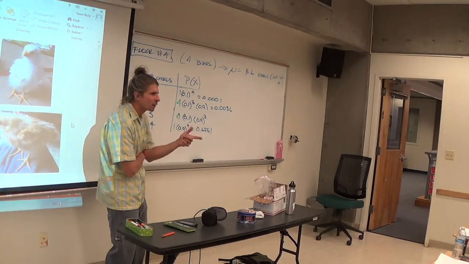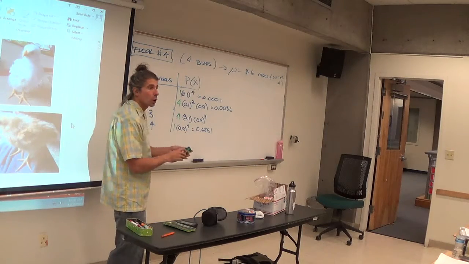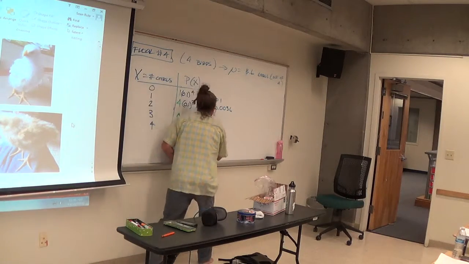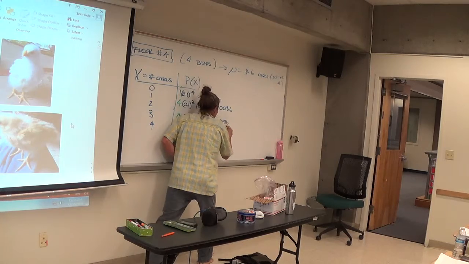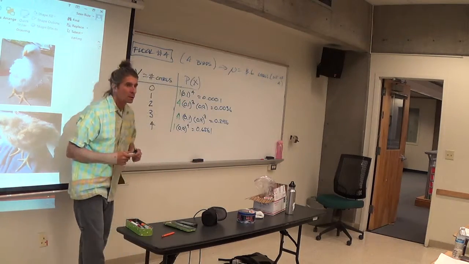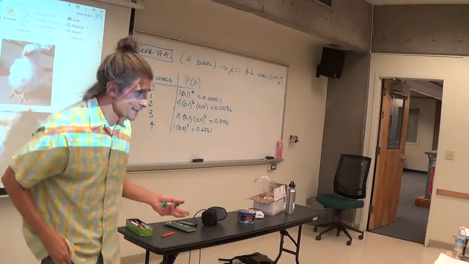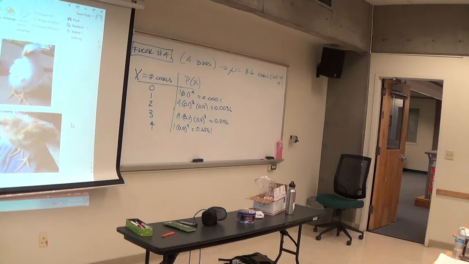28% somewhere. What do you guys get? 0.2916. 0.2916. Perfect. Hey, that happens a lot. 29% of the time is a lot of percent of the time. That's kind of a weird sentence I just said, but that's not like 2% or 1%. That's 29%. Out of every 10 trips, 3 of them are gonna come back with a rooster.